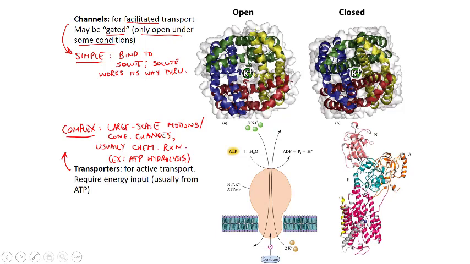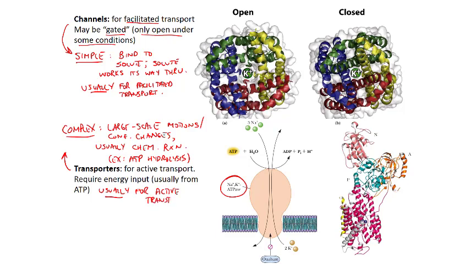So an example of a transporter would be, for example, our sodium-potassium ATPase, which you may have heard about in other classes. Now, when I learned about channels and transporters, the rules were a lot simpler. They told us channels are for facilitated transport, and that's usually the case. These are usually for facilitated transport, transport being spontaneous. Transporters are usually for active transport, which is why they require things like ATP hydrolysis.